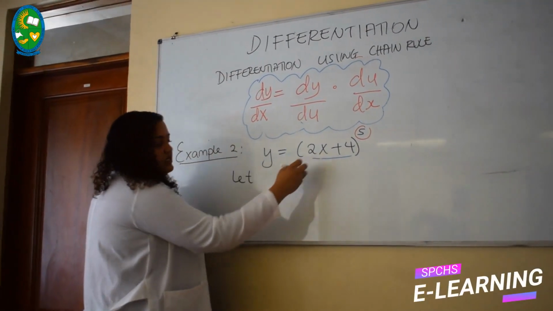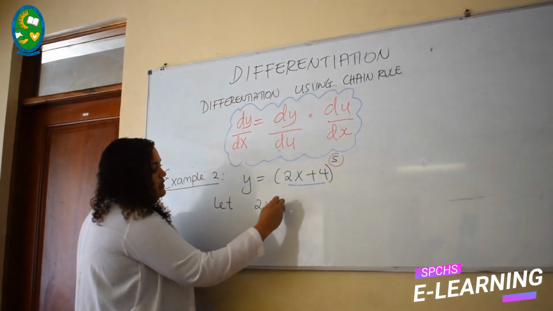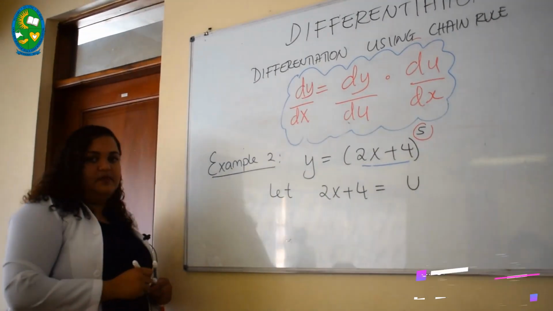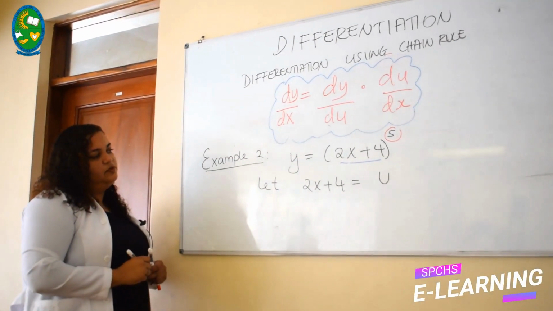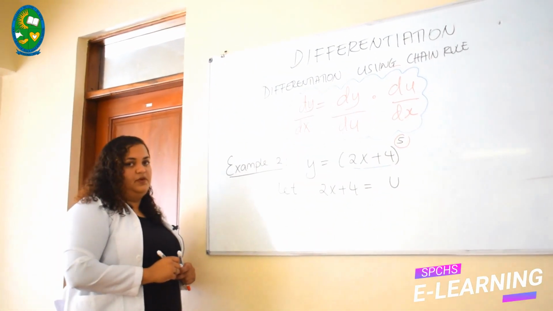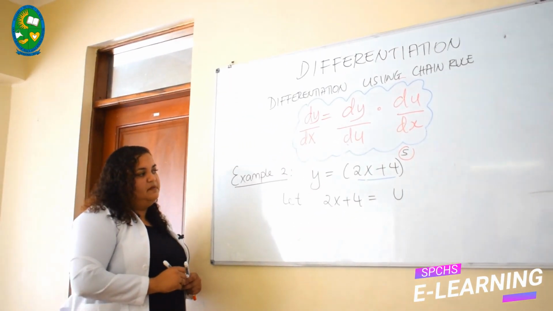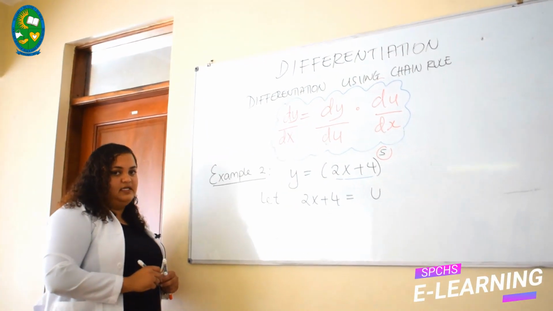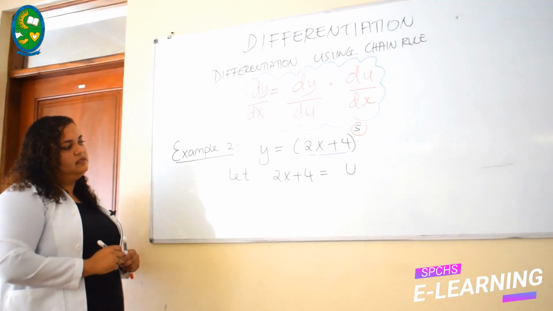Letting the inside function 2x plus 4 equal to u. That would be step number 1. Step number 2 would be to look for dy dx. But before looking for dy dx, we need to find what is dy du and what is du dx.